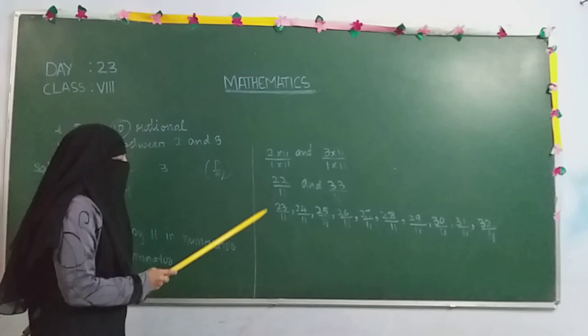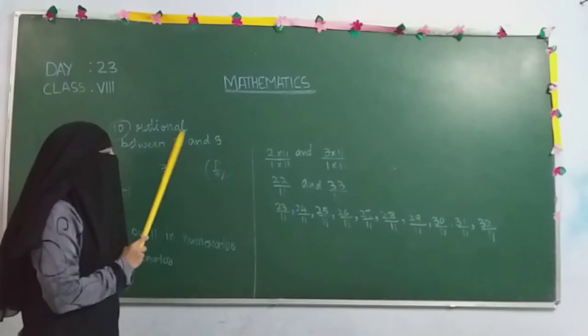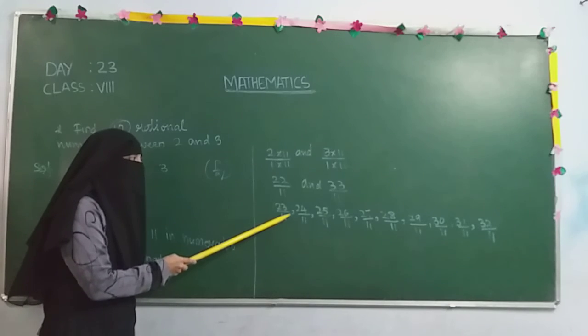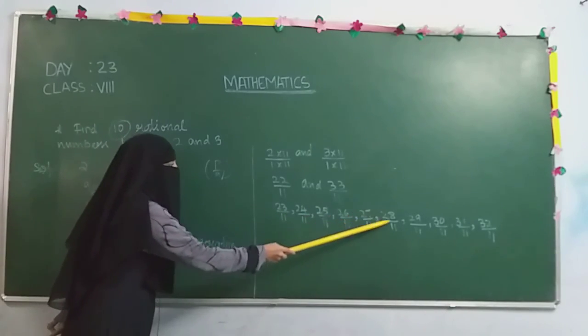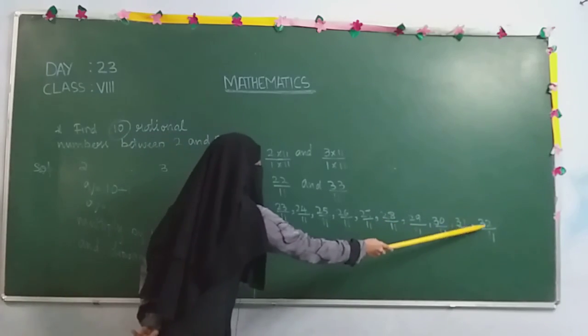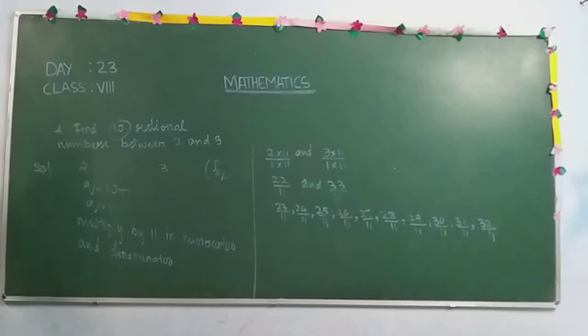Now after that we have to count the numbers. Actually it is asking for 10, so we are going to verify whether there are 10 or not. 1, 2, 3, 4, 5, 6, 7, 8, 9, 10. Yes, exactly, we got 10 rational numbers between 2 and 3. Suppose he is asking to find 15 rational numbers between 2 and 3, or any other number we will take.